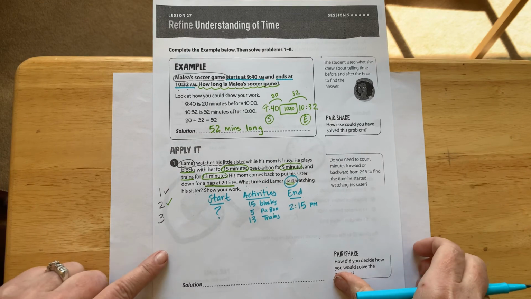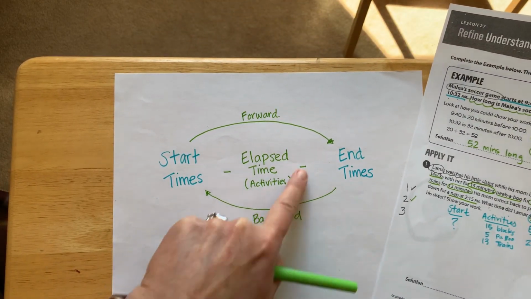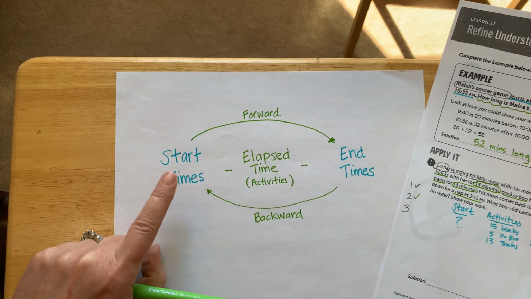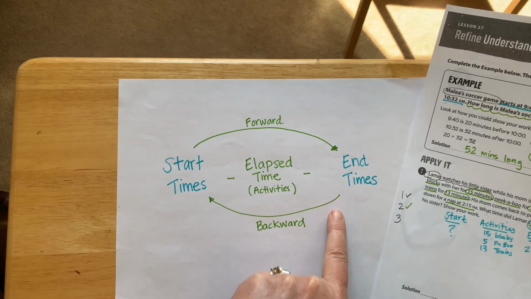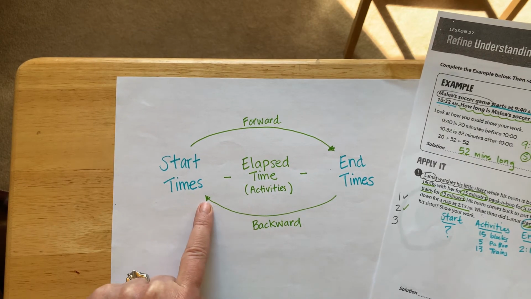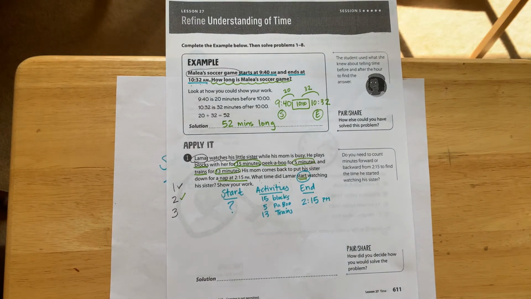So I'm going to go back to my picture. I know the end time and I know the elapsed time. This is what I need to find. I need to find my start time. So if I'm given the end time, what do I need to do? I have to count backwards. Okay, let's go ahead and count backwards. I'm going to give you a couple minutes, pause the video and try to figure it out, and then come back when you're done.